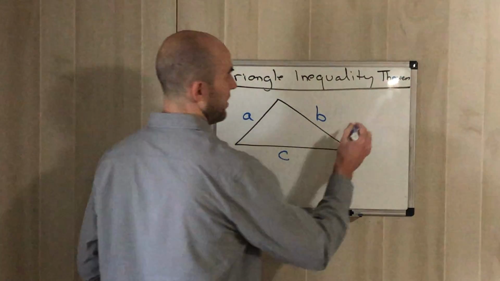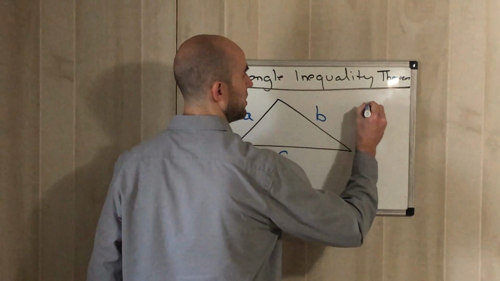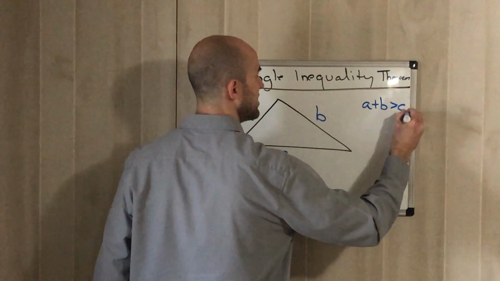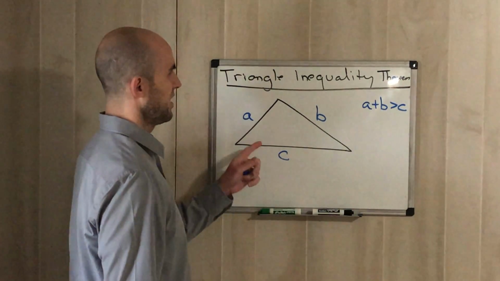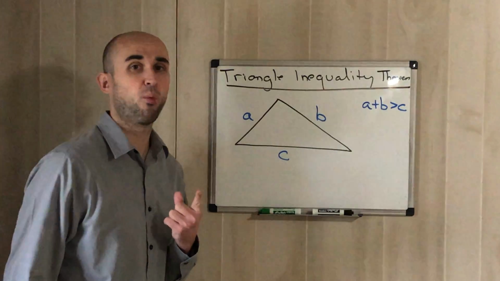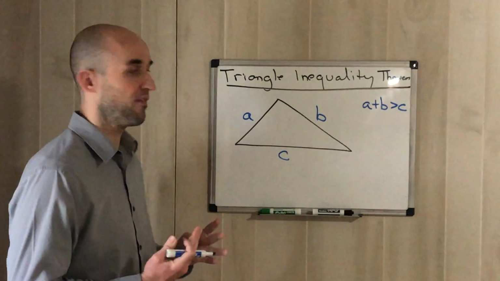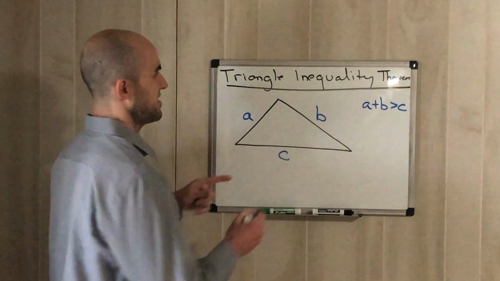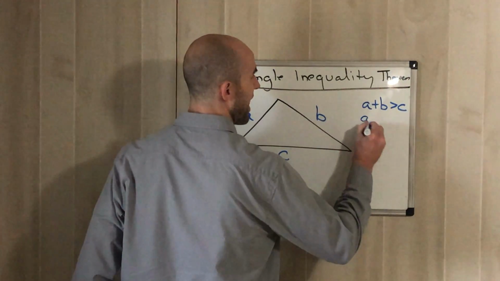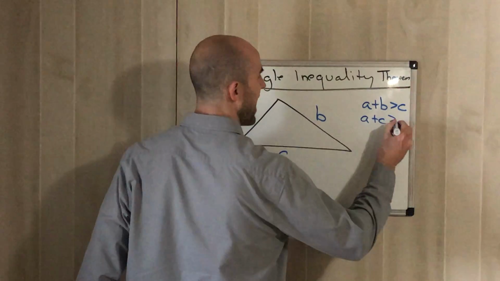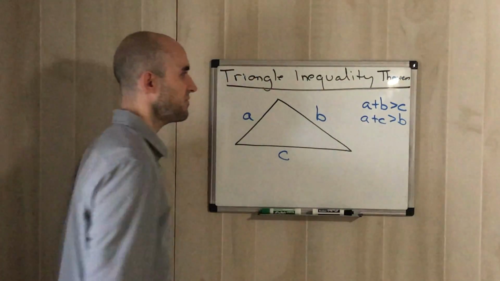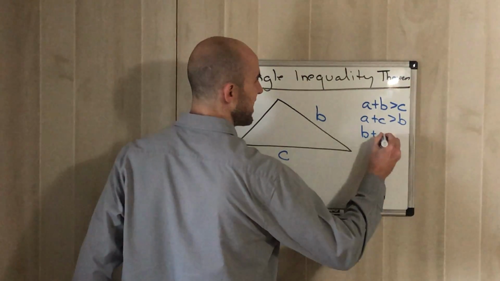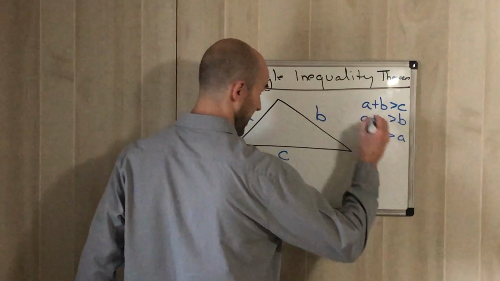So for example, if I were to do A plus B, it must be greater than C, right? And again, it can't just be true for one set. It has to be true for all of them, right? So when we add up A plus B, it has to be greater than C. If we were to add up A plus C, it has to be greater than B. And then one more that's missing. If we add up B and C, it has to be greater than A.